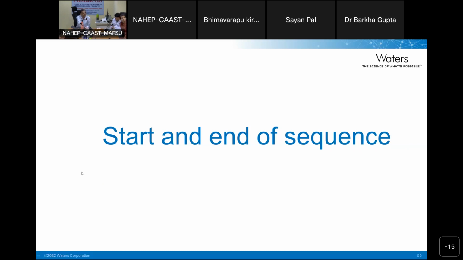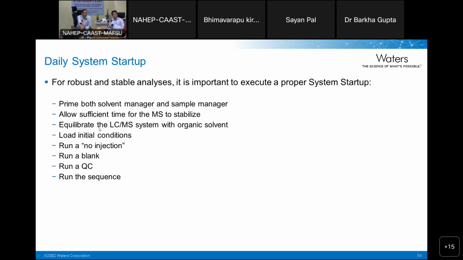Right? So we come to the last part of this, the start and the end of the sequence. Before starting any sequence, prime the system properly, allow sufficient time for the MS to stabilize, equilibrate the LCMS system with organic solvents, load onto the initial conditions, perform a no injection and a blank, perform a QC check to ensure your system response is optimum, and then run the sequence.